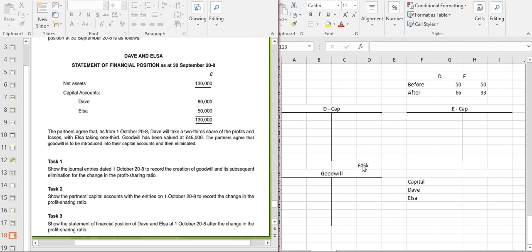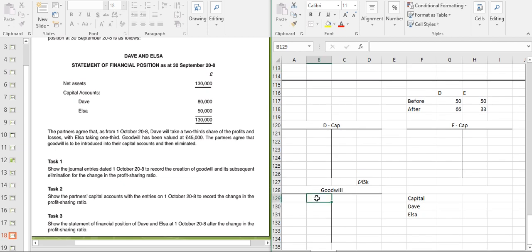So let us create goodwill. So 45 on the old ratio, split 22.5. And that is going to D, and that is going to E. 45 on the old ratio. These are my debit entries. And before I do the double entry, I need to quickly put in the opening balances.